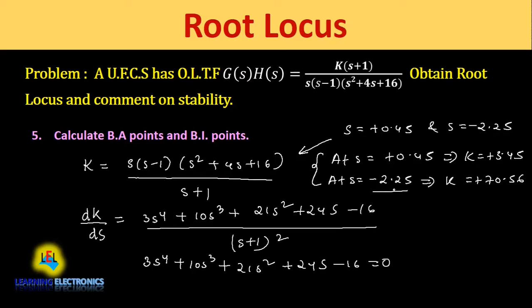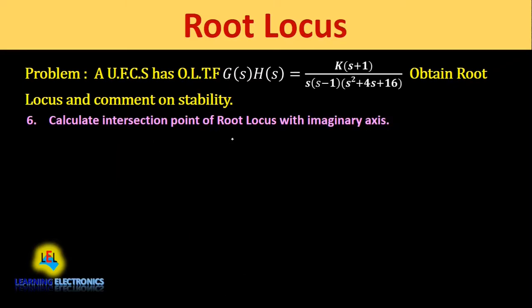The next step is to calculate the intersection point of the root locus with the imaginary axis. For this we have to find the characteristic equation, which is given by 1 plus G(s) H(s) is equal to 0.